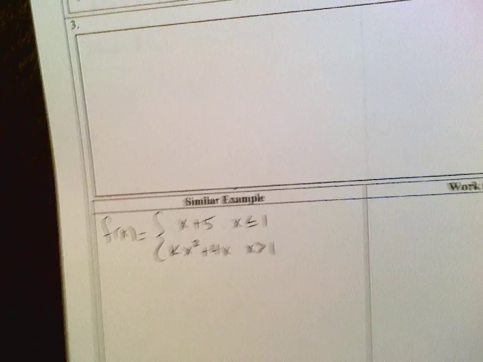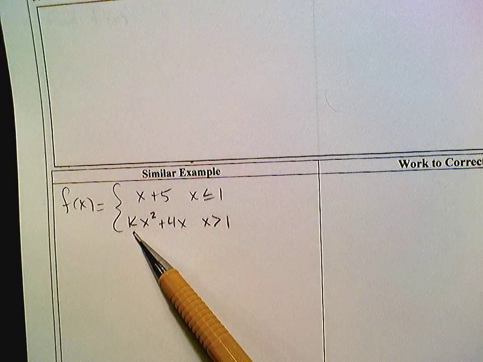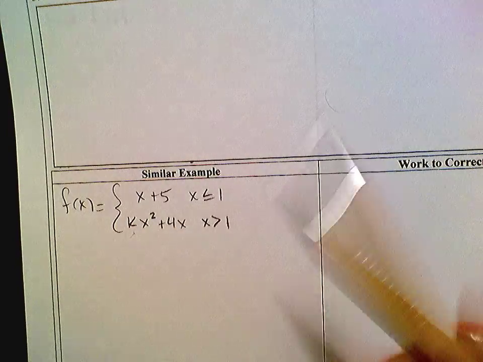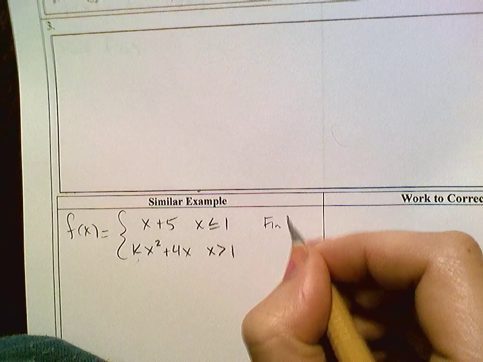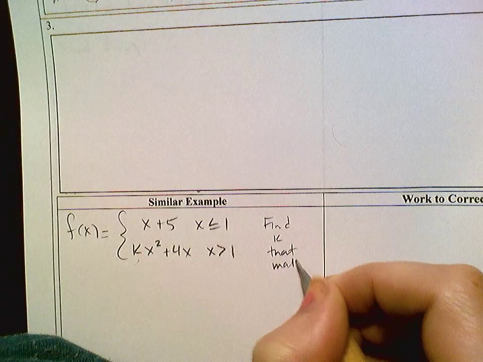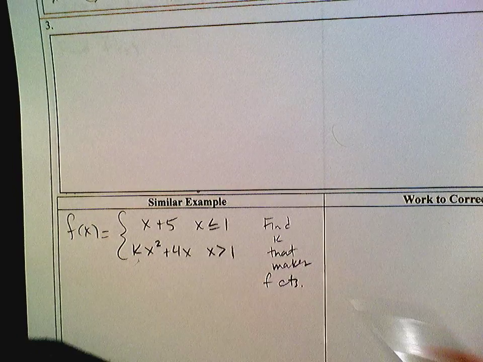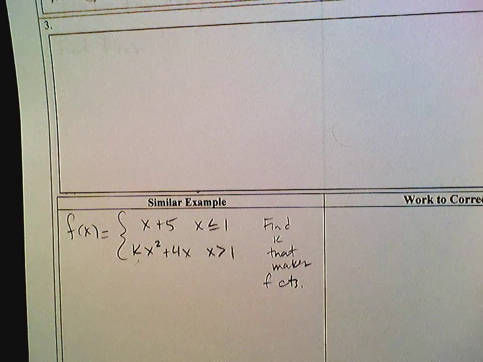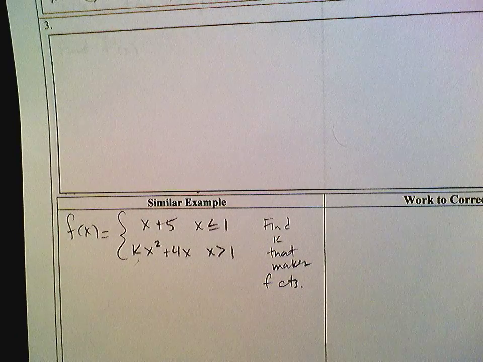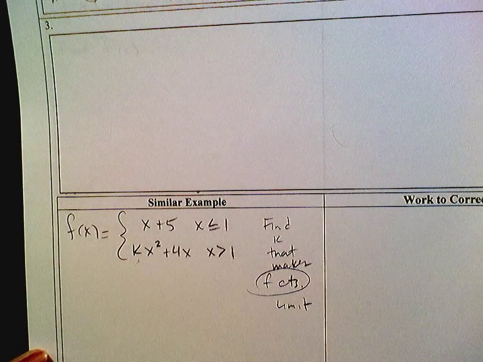Okay, now here is the next one. So what we want to do is find k that makes f continuous. And guys, you always ask yourself, limit, derivative, or antiderivative. And with continuity, you do a limit.